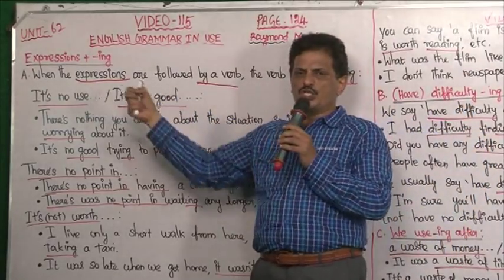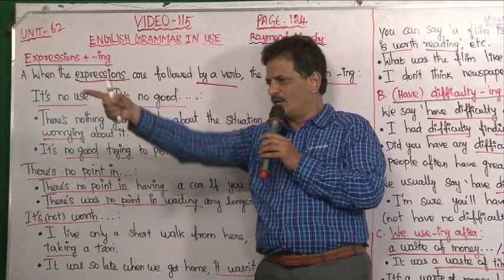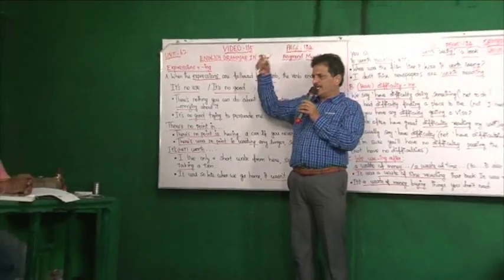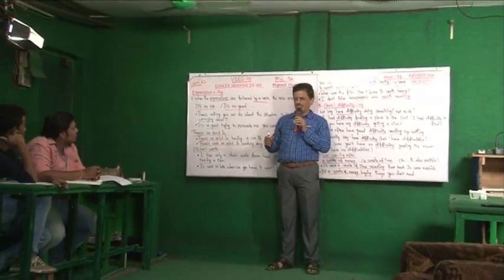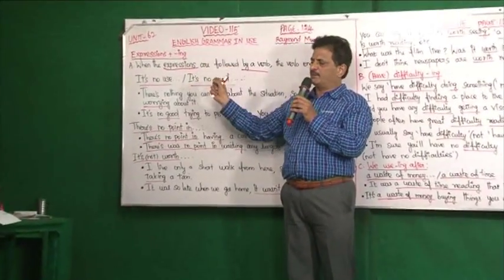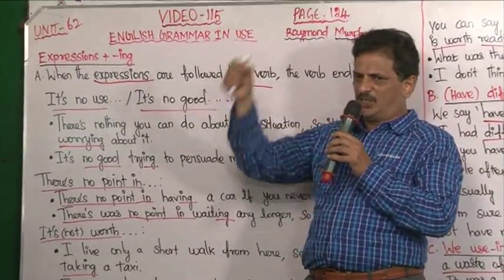It is no use. It's an expression. It is no use buying the car. It is no use waiting for you. It is no good seeing the movie. It is no good buying that shirt. So when you use the expressions, after the expression, if a verb comes, the verb must be in ing form.